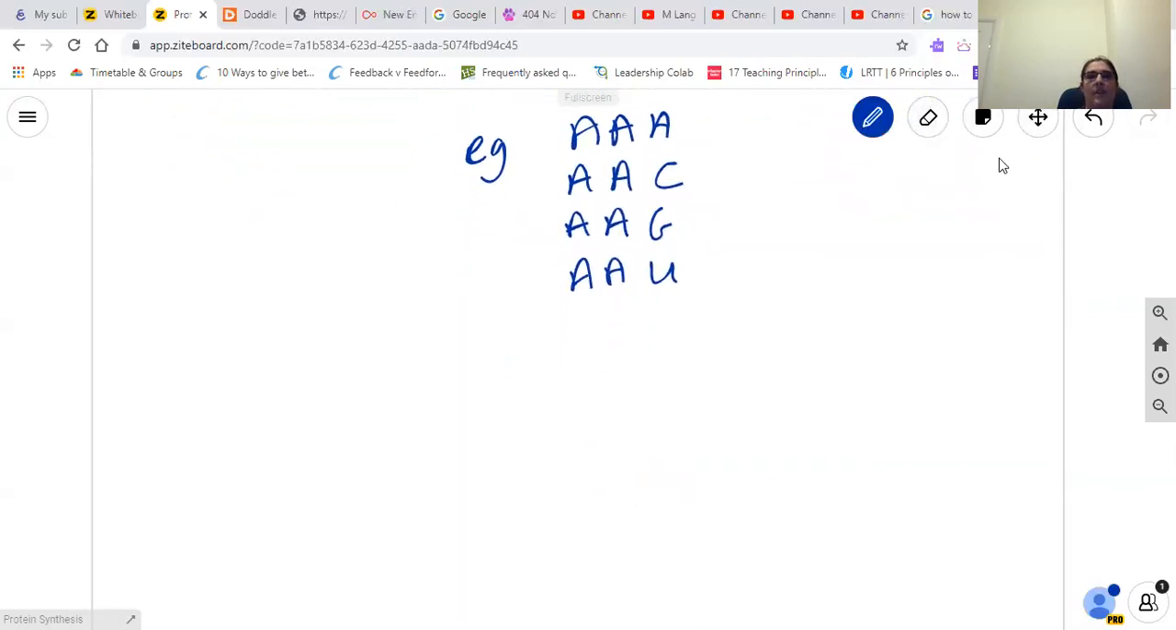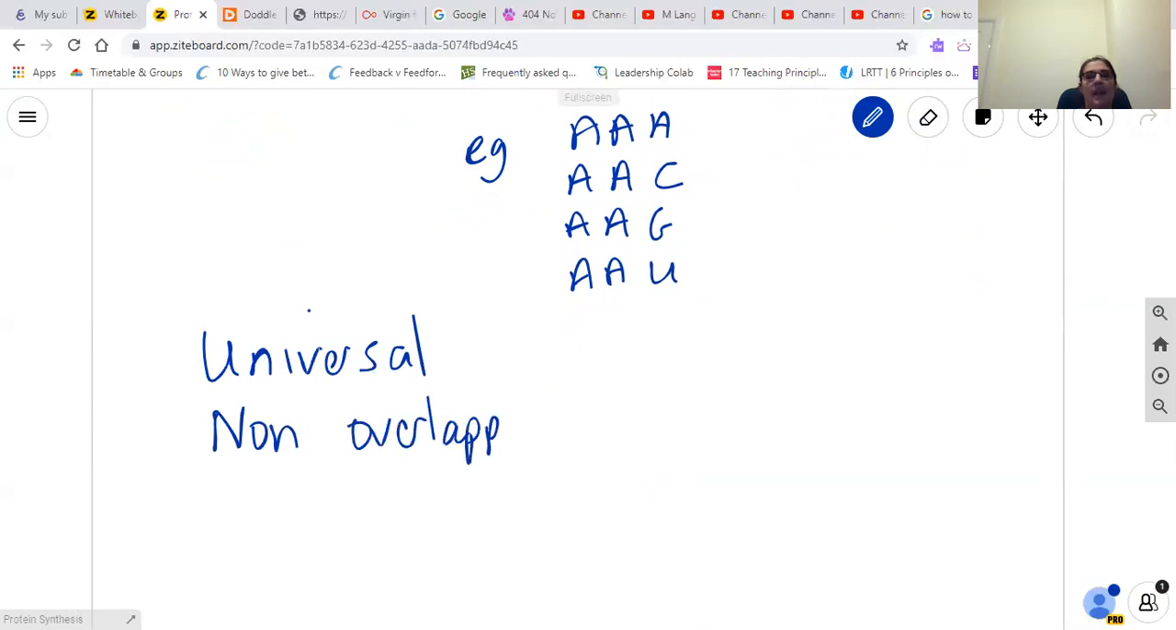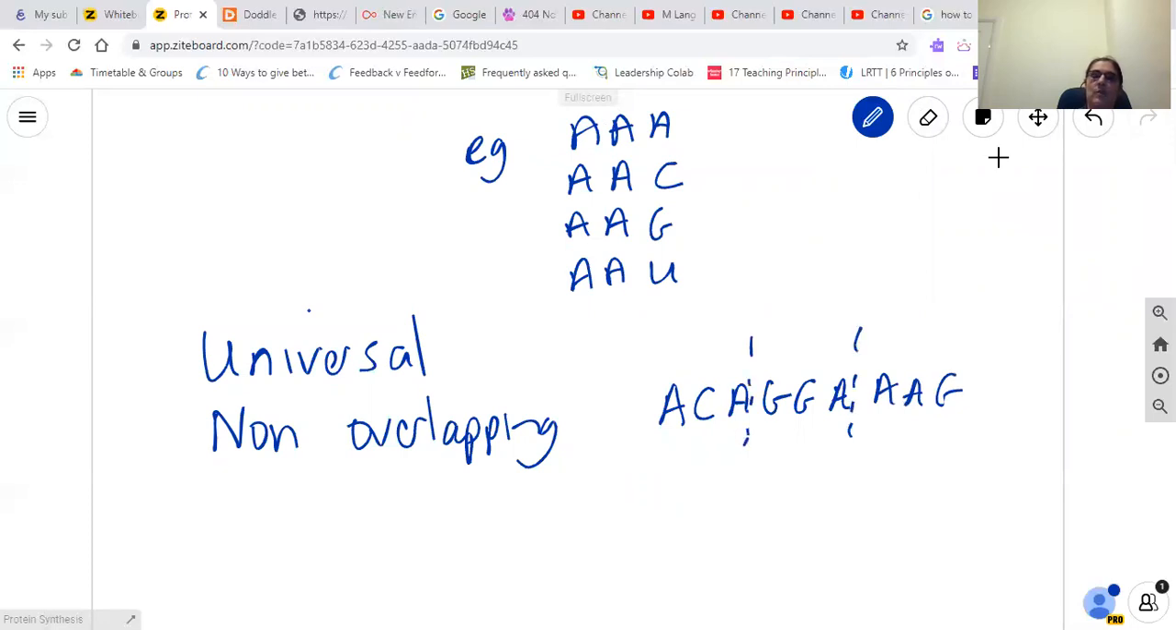What else do we know about the code? We know it's universal, which means that it is the same in all organisms, prokaryotes or eukaryotes. And we know that it is non-overlapping. That means that a base can only belong to one triplet. So for example, if you have the following bases laid out, you can literally split it into triplets because each base can only belong to one triplet.